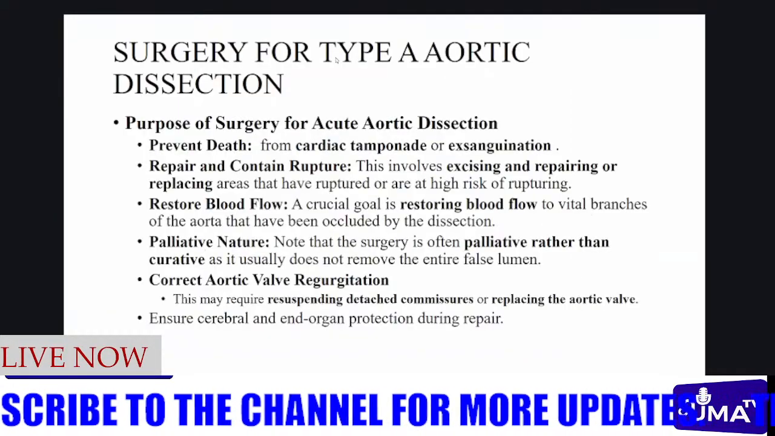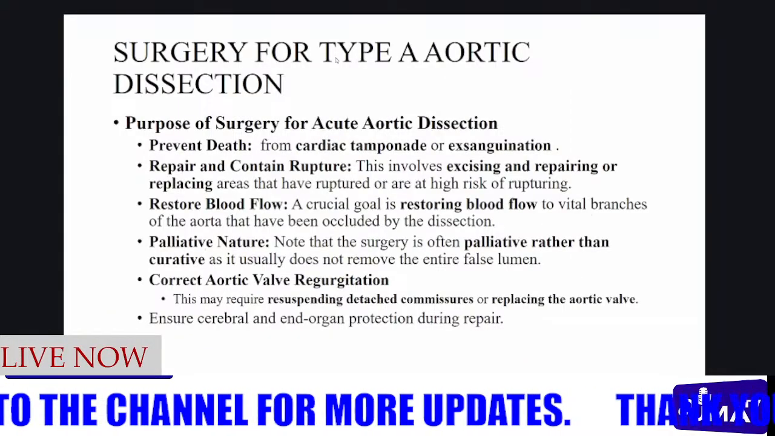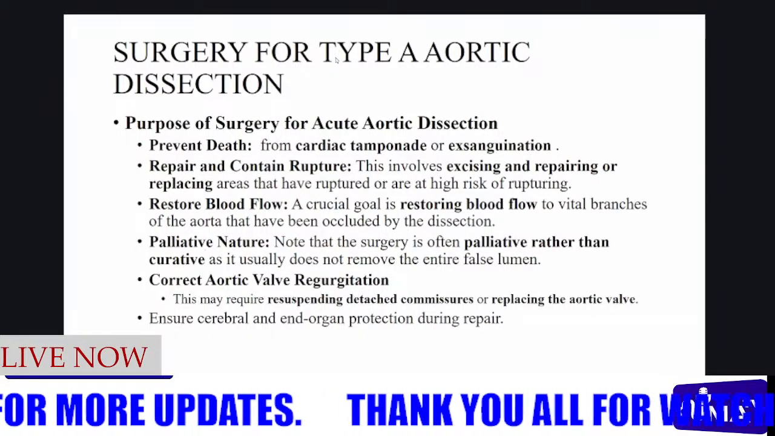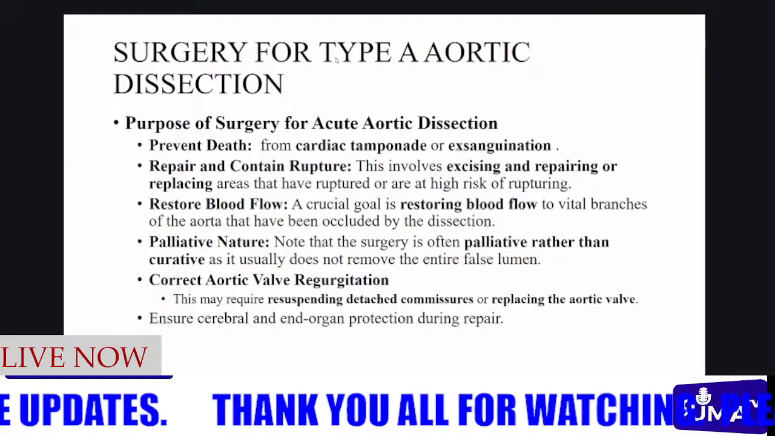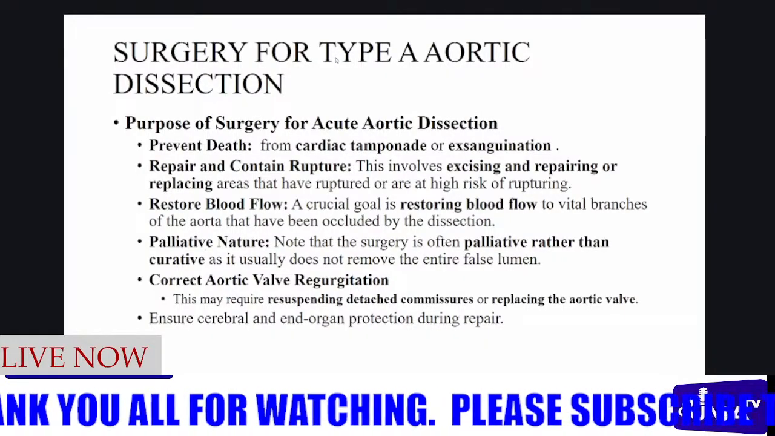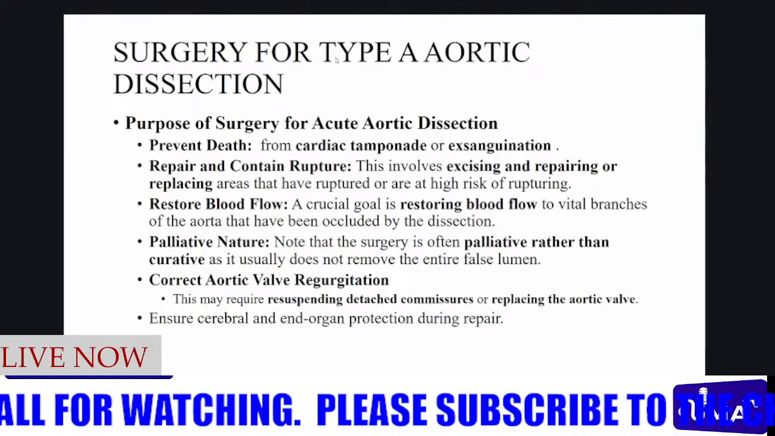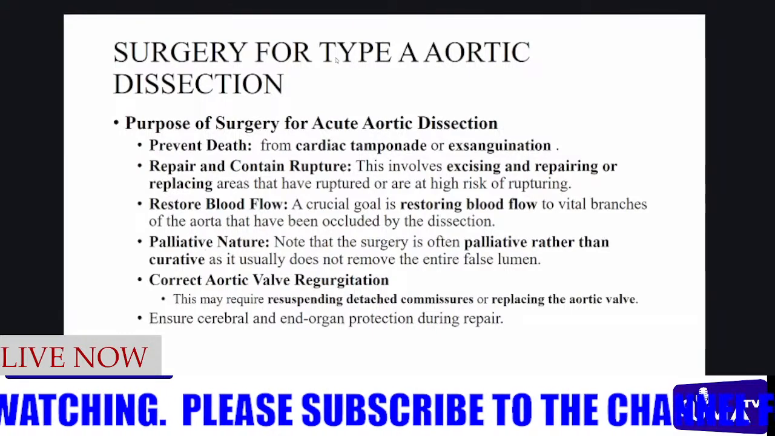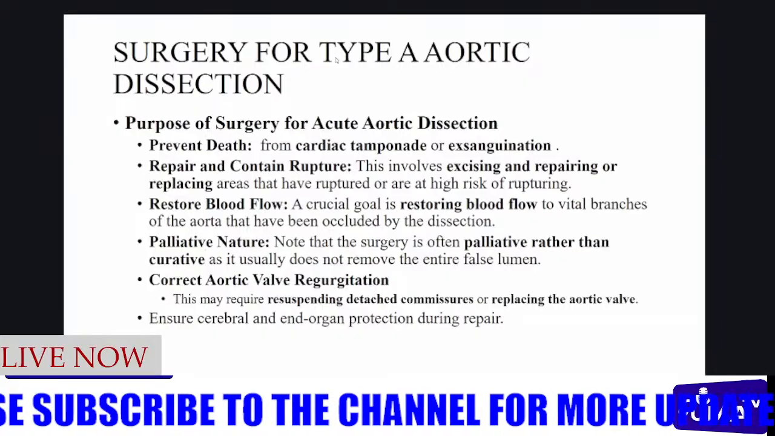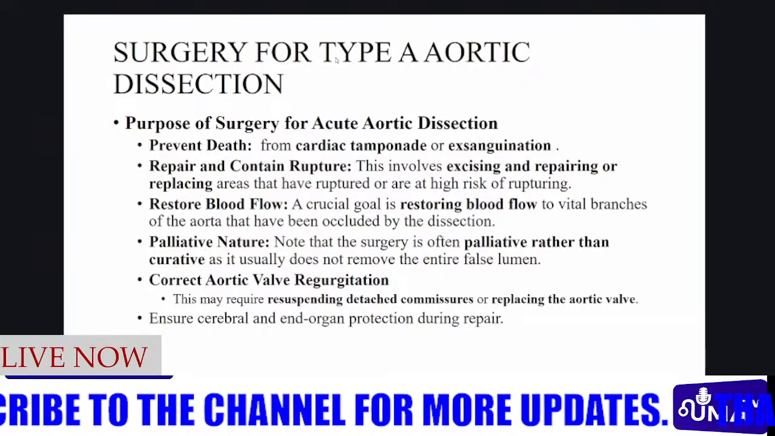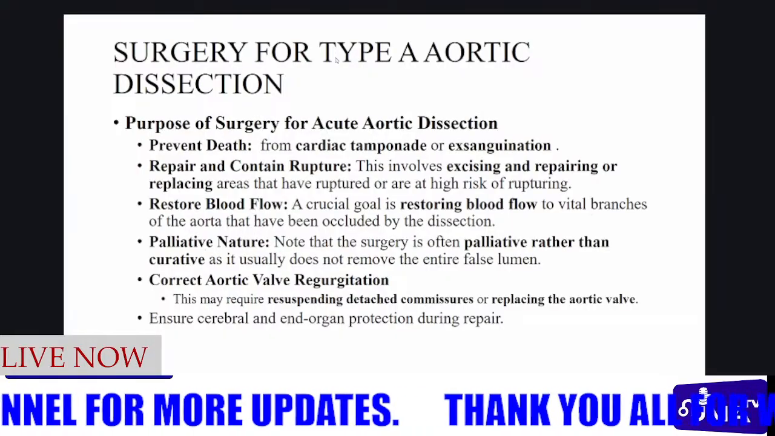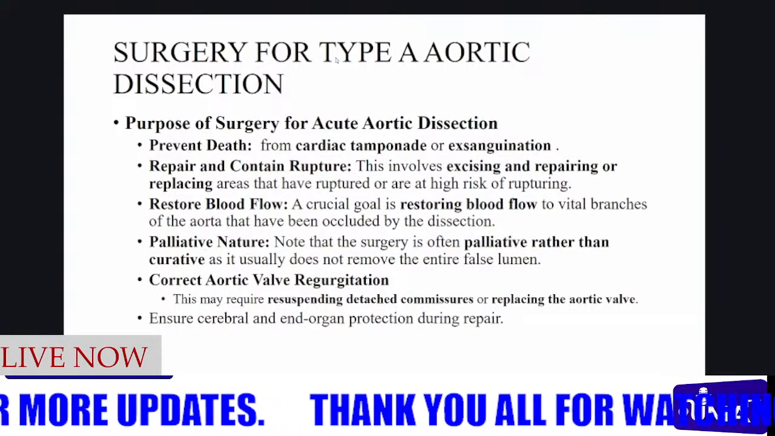So what's the role of surgery? Why do we do surgery? One is to prevent death, because we saw mortality for these patients is high. We want to contain or repair rupture. One of the complications of the dissection is rupture. We want to restore flow in the true lumen. The true lumen is our main objective.